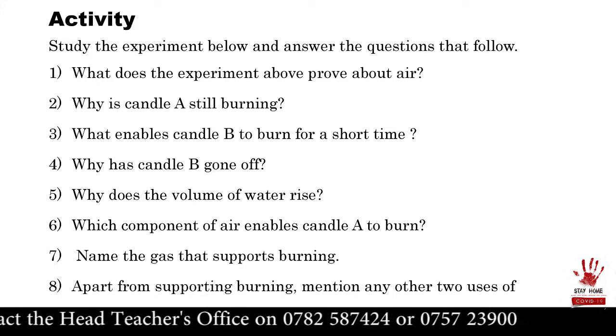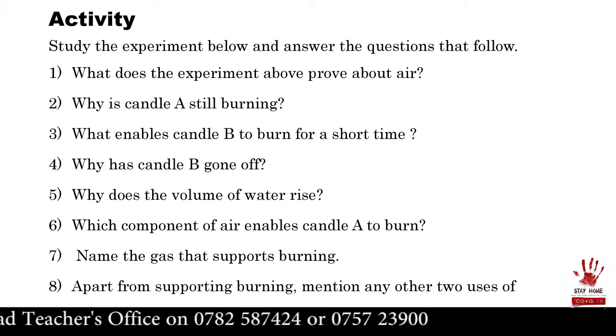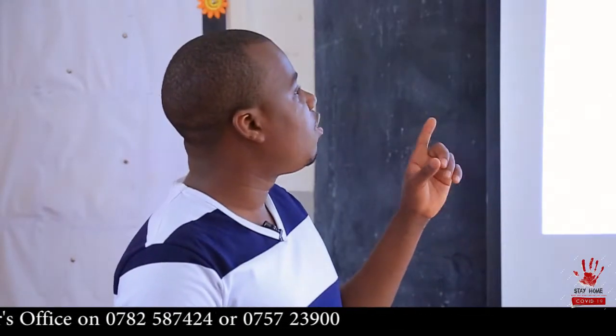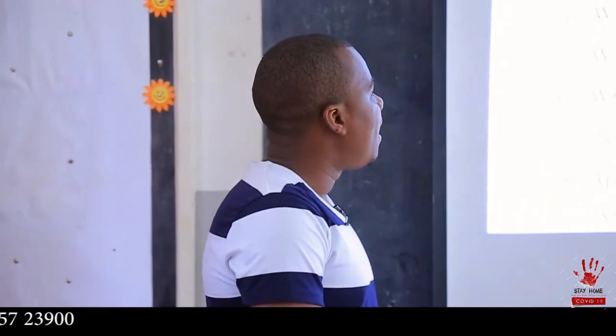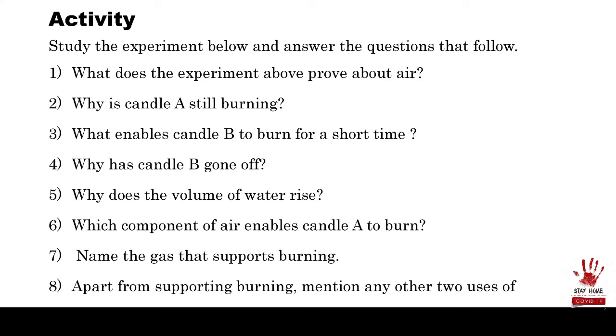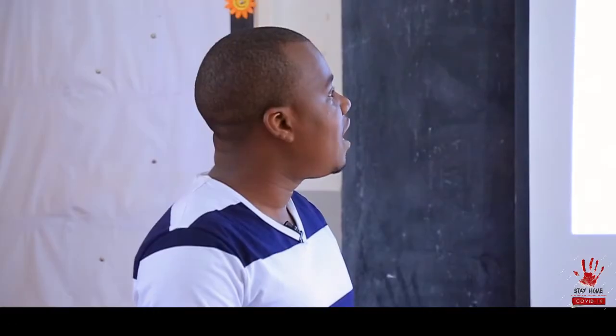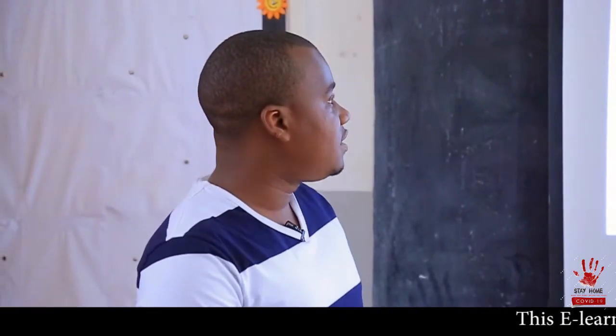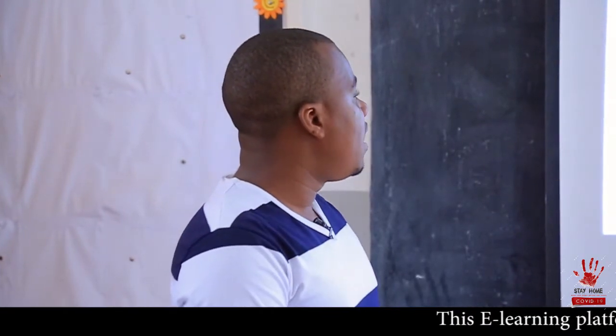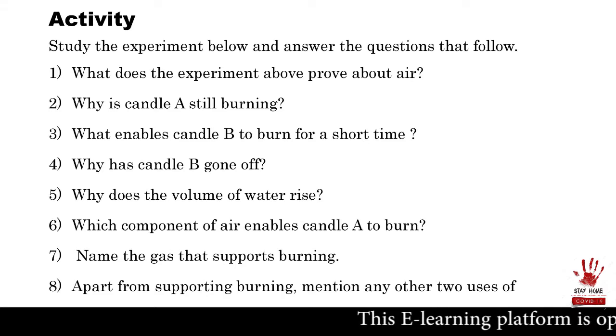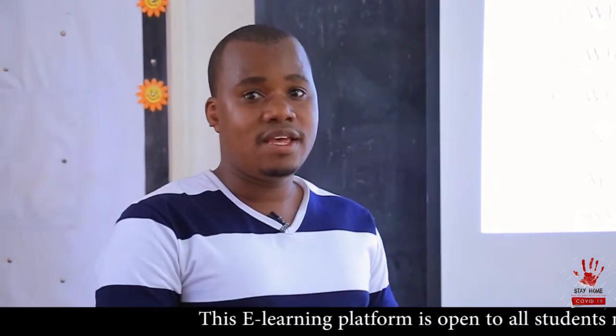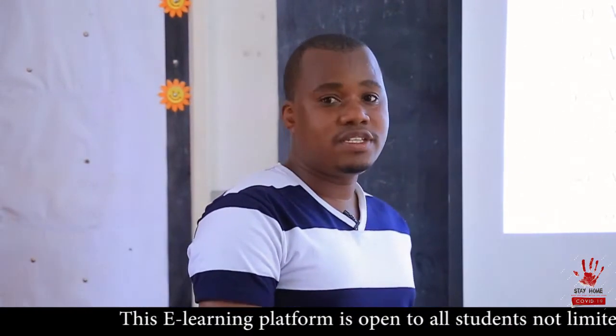Number two, why is candle A still burning? So we had candle A and B. Candle A is still burning because there is enough oxygen supply. That is the answer for number two. What enables candle B to burn for a short time? There is some little oxygen in the glass. Because I explained to you that there is some little oxygen in the glass. Then number four, why has candle B gone off? Because there was no oxygen supply.